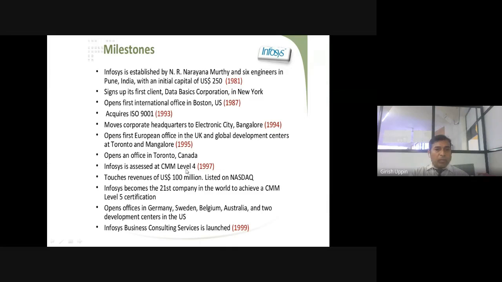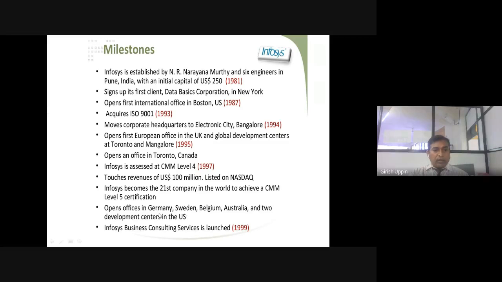Infosys is assessed at CMM level 4 in 1997, and it touches a revenue of $100 million, and is listed on Nasdaq. Infosys becomes the 21st company in the world to achieve CMM level 5. So if you see their constant focus on quality, they started with ISO 9001 in 93. In 4 years they got CMM level 4, and they became the 21st company to reach CMM level 5. This shows the commitment of Infosys towards quality.